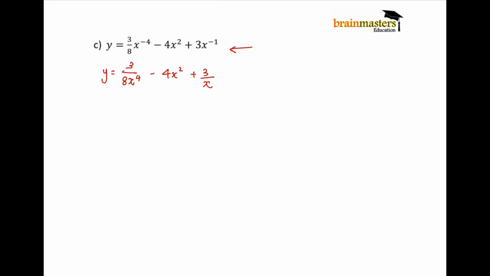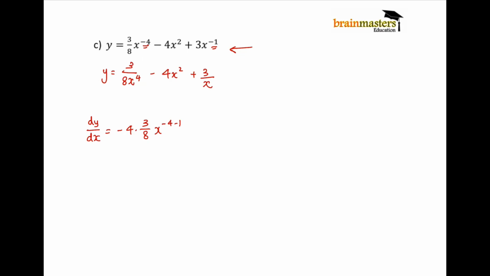Hence, I will be differentiating it using the original question. I changed everything to negative powers using the indices that we understand. So I'll be differentiating the original equation here. My dy over dx. Same thing, the power is negative 4, I'll bring it down and multiply to my constant, which is 3 over 8. x is power negative 4, hence I'll have to minus 1 more, so I'll write it out for you.